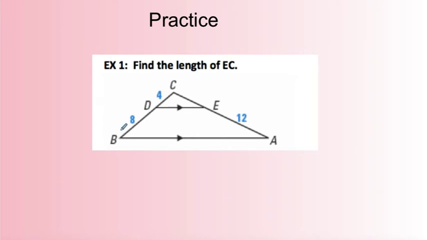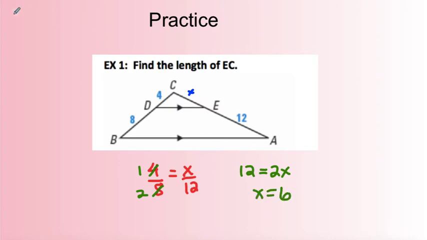So here we go. Finding the length of EC. I notice I have a triangle, and I notice the parallel lines. They have to be parallel for this to work. I'm trying to find EC, so I'm going to give it a length of x. I can use the triangle proportionality theorem to write a proportion. So 4 over 8 equals x over 12. I simplify to 1/2, and then I can cross multiply. So 12 equals 2x, and x equals 6. That's the triangle proportionality theorem.